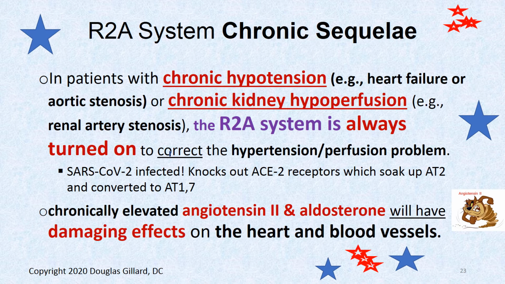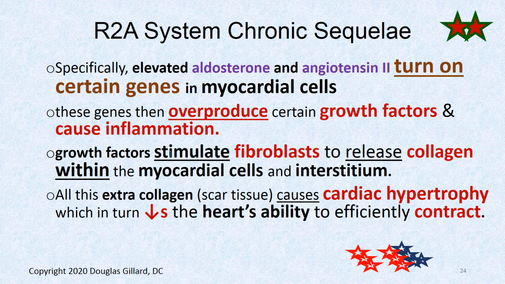Research is very strong in this. If you have the R2A system on, you're going to have too much angiotensin II around all the time, and you're going to have too much aldosterone around all the time, and that can wreck the heart and the blood vessels. Okay, how does that work? So aldosterone and angiotensin II can turn on certain genes in myocardial tissue and myocardial cells, and those genes overproduce things like certain growth factors and turn on cytokines which cause an inflammation of the heart.